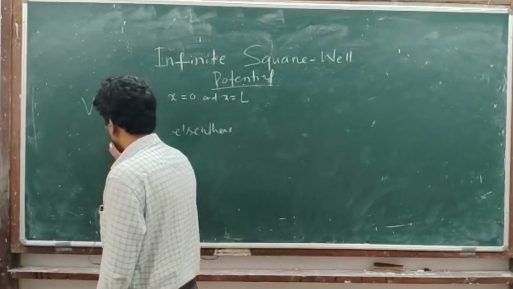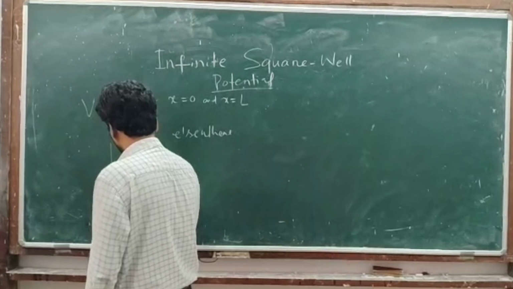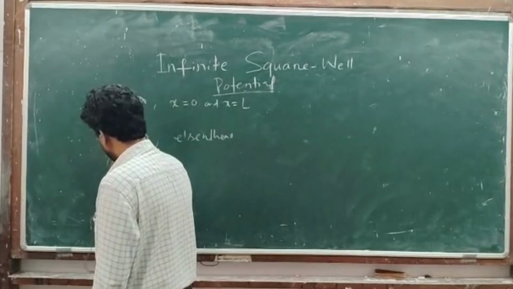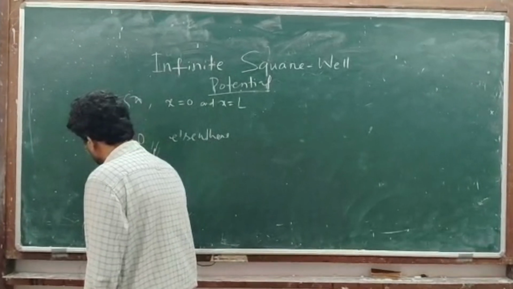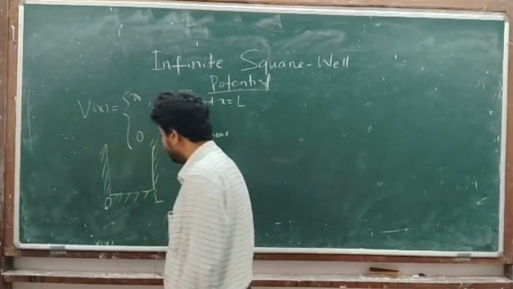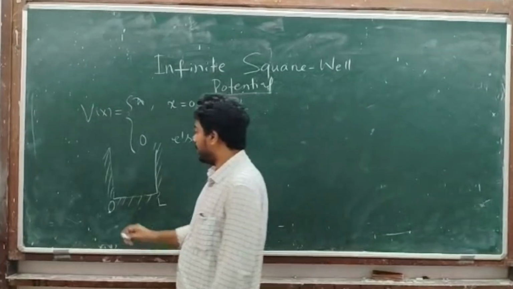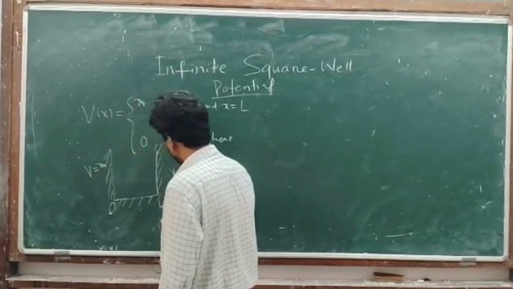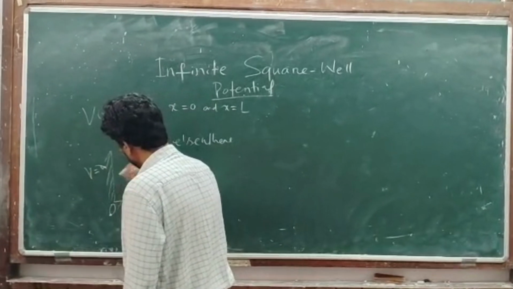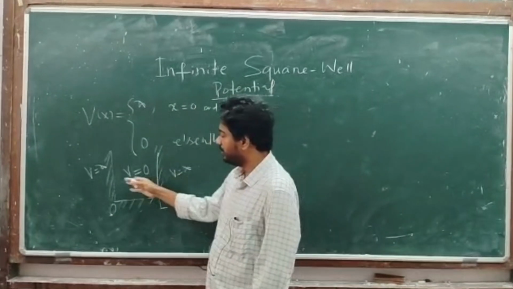If you draw it schematically, this potential will look like this. This shows how the potential looks. It is a one-dimensional potential, and you can see the length is L. We have V equal to infinity here, V equal to infinity here, and V equal to 0 inside. So this potential well can be modeled by three regions.